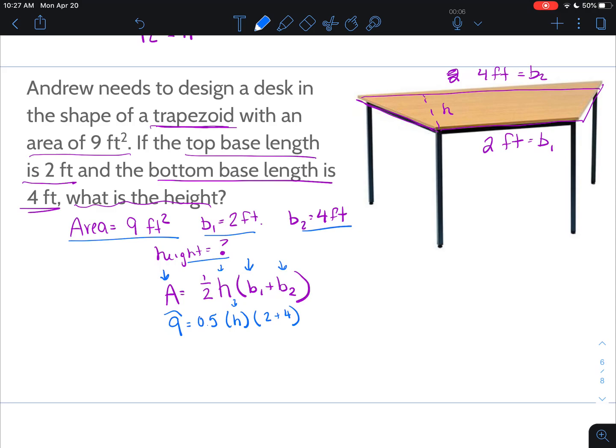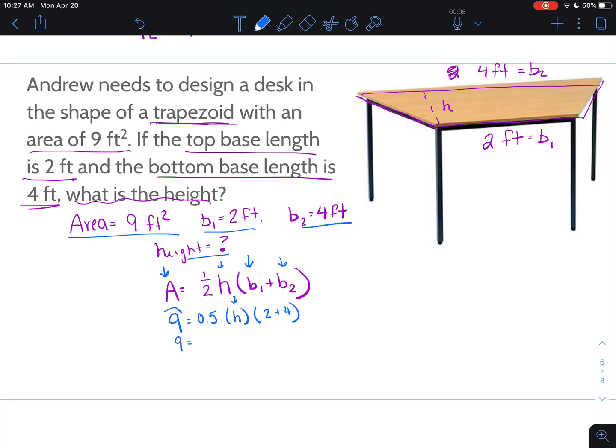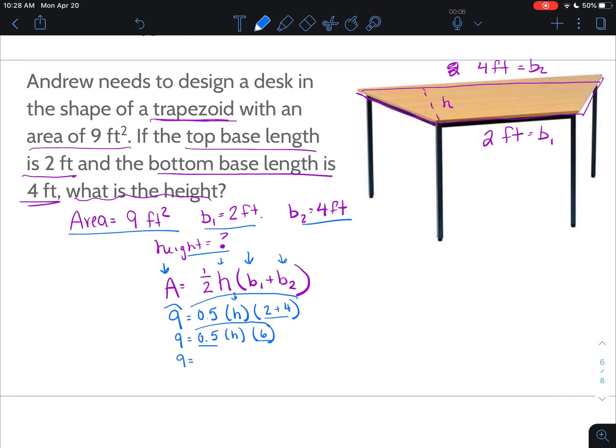So the 9 on the left-hand side can't do anything with him. But on the right-hand side, there's actually a couple things we can do. The first thing we're going to do is add what's in our parentheses, or add our bases together. So 0.5 times H comes down, and then we're going to multiply that by 2 plus 4 is 6. So on this right-hand side, I can still do something. I can multiply in any order and still get the same product. So I'm actually going to multiply 0.5 times 6. So half of 6 is 3. So 9 equals 3 times H.